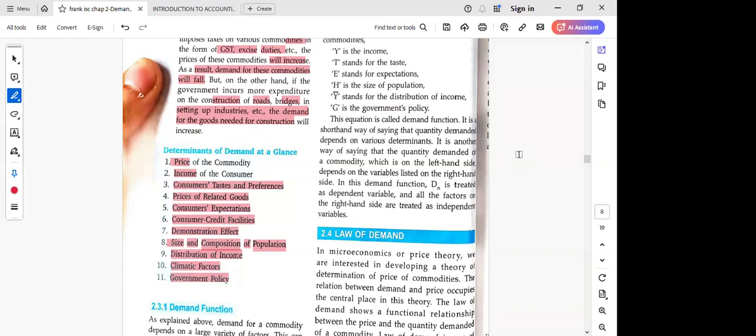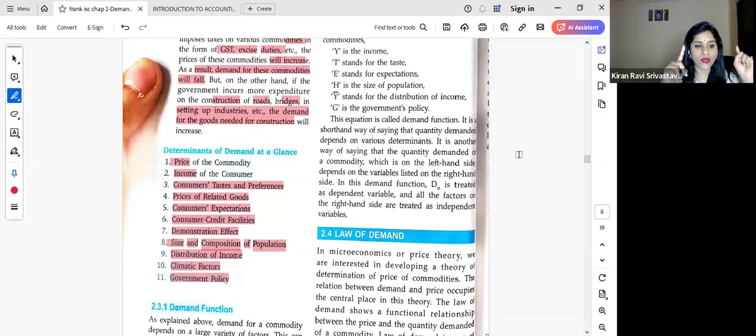But this is for normal goods. Then we have two other goods, inferior goods and inexpensive necessities. For that, this rule will not be applicable. Then we have consumers' tastes and preferences. So depending upon their tastes and preferences, the demand increases or decreases.